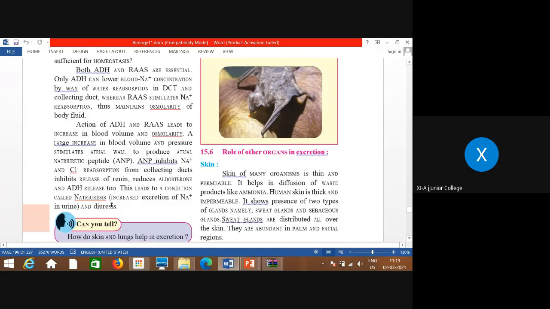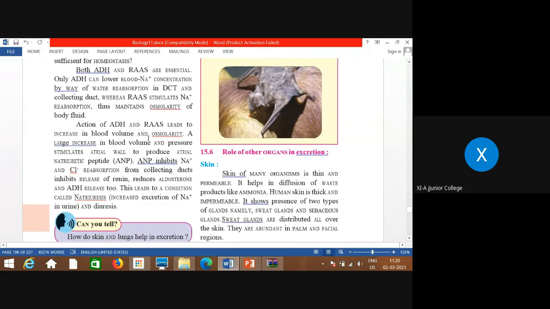Diuresis is the dilute urine. So this is the action of ADH and RAAS. Both ADH and RAAS are essential. Only ADH can lower blood Na concentration by way of water reabsorption in the DCT and CT, whereas RAAS stimulates secretion of Na or stimulates Na reabsorption and then maintains osmolarity of fluid.